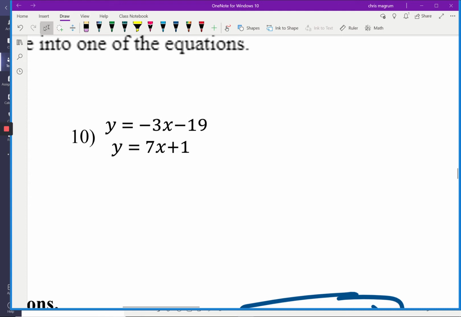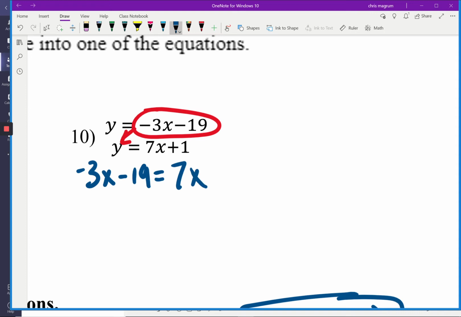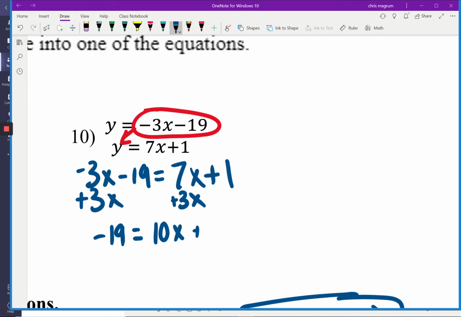And number 10, we have y equals negative 3x minus 19, and y equals 7x plus 1. Again, we're going to substitute. We know that this value for y can be plugged into that one because they both say y equals. So we write our equation, negative 3x minus 19 equals 7x plus 1. And then again, we're just solving an equation. So we get our x's on the same side. If you prefer to put them both on the left side, that works. I just prefer to have a positive value for my x, so I need the smaller one to do that. And then we have negative 19 equals 7x plus 3x, and x, and then our plus 1.